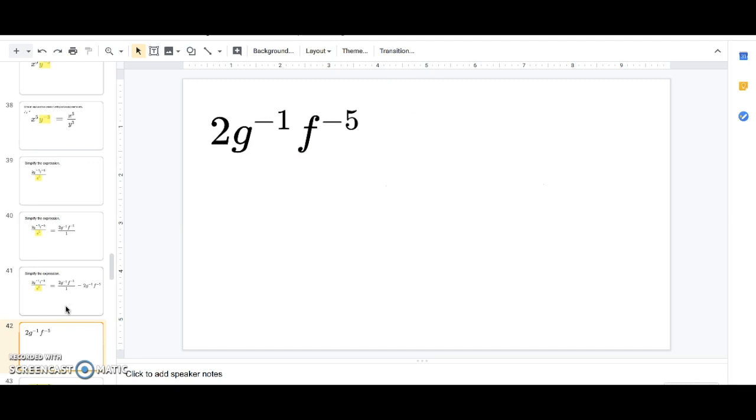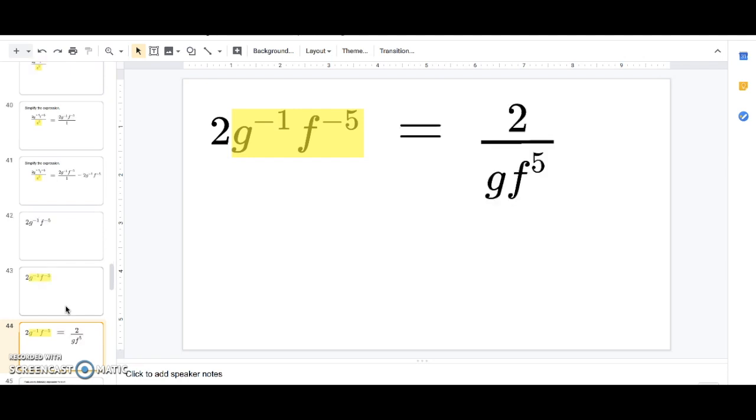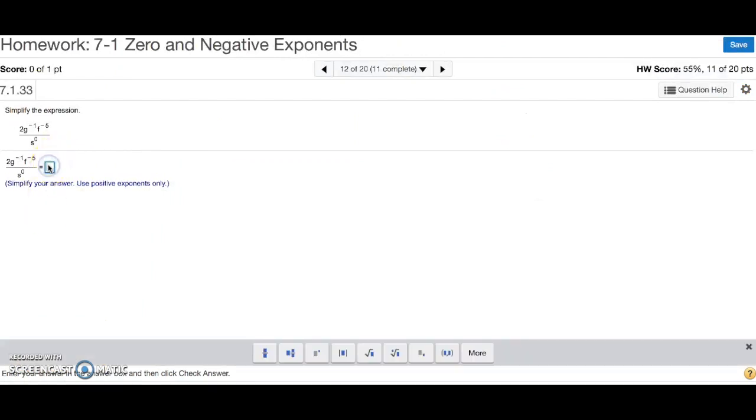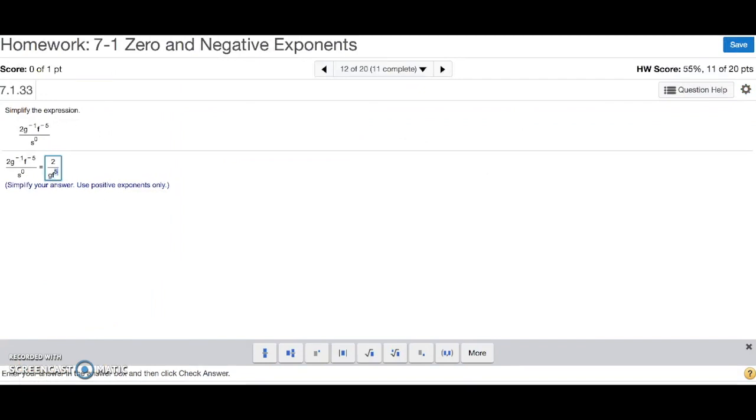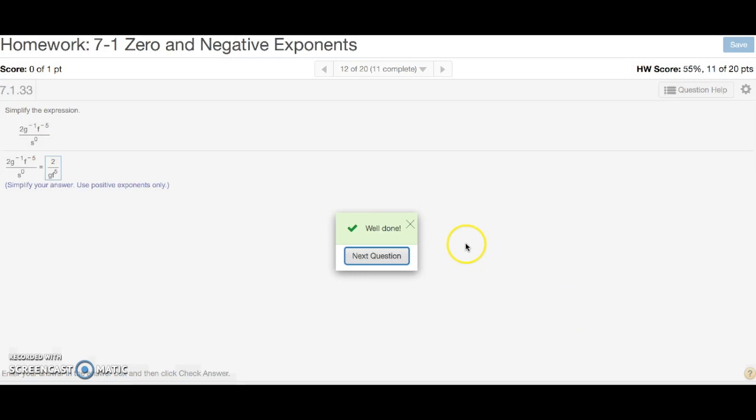So now I've got to simplify this further because I have negative exponents. So highlight the variables with the negative exponents. Don't touch the 2, don't highlight the 2. The negative exponents are not on the 2. So I'm going to move both of these letters, f and g, below the 2 and make the exponents positive. G becomes g to the 1, or just g, because we don't normally write a 1 as the exponent. We have f to the positive 5, because that negative 5 becomes positive, and this will be my answer. So I'll have 2 over g f to the 5. And that's number 12.